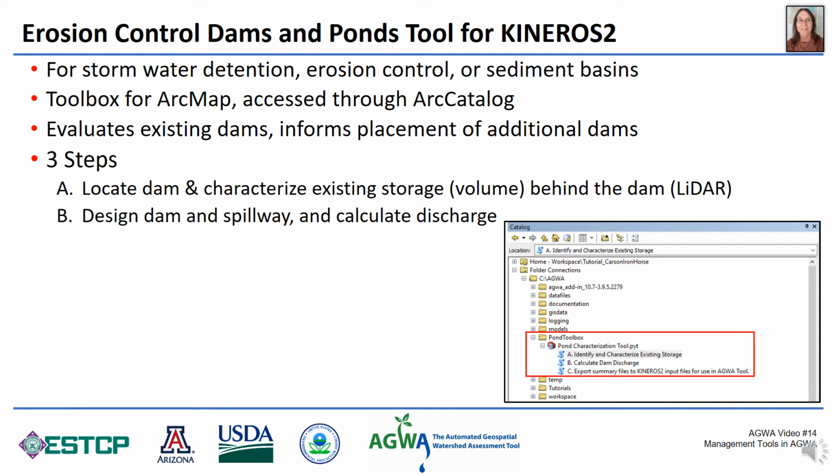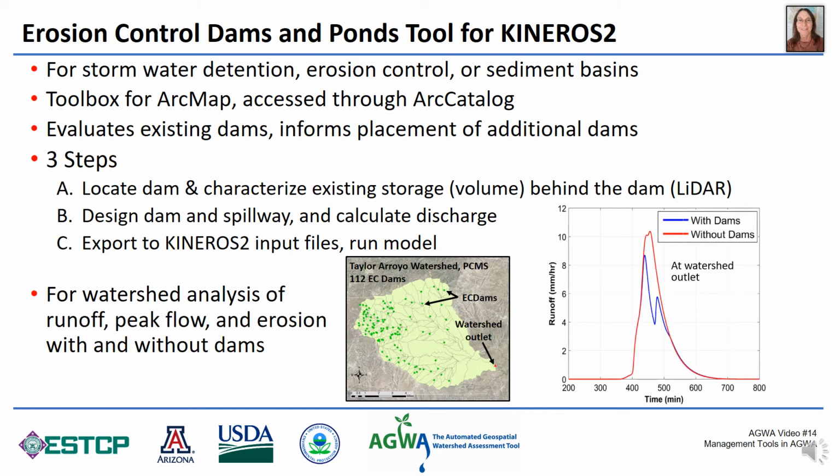The next step defines the dam and spillway design and calculates the discharge through the dam. The last step creates the summary files for export to KINEROS2 and runs the model. The pond tool is used to determine the effects of runoff, peak flow, and erosion with and without dams in a watershed. This figure shows the influence of the 112 erosion control dams on runoff at the Taylor Arroyo Watershed at Pinyon Canyon Maneuver Site in Colorado. Note the decrease in runoff at the watershed outlet with the dams, shown in the hydrograph.